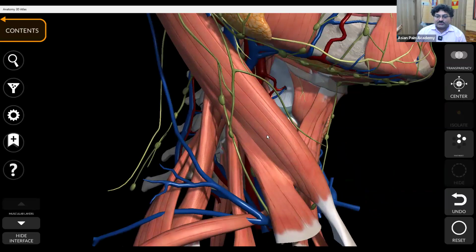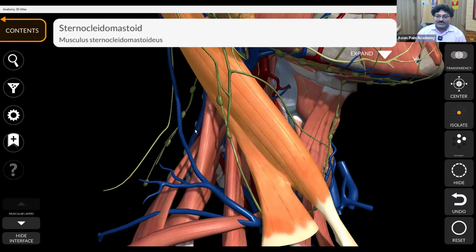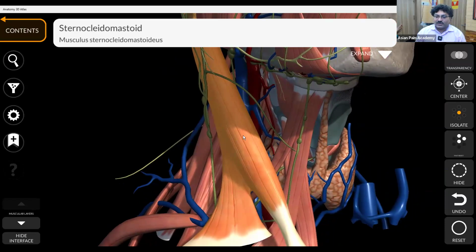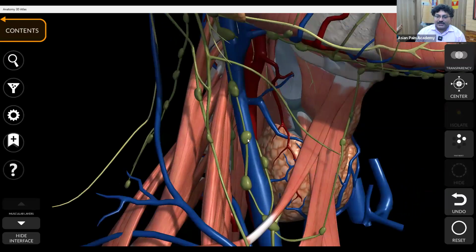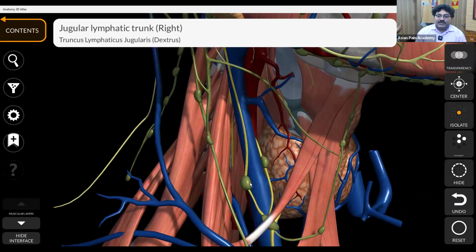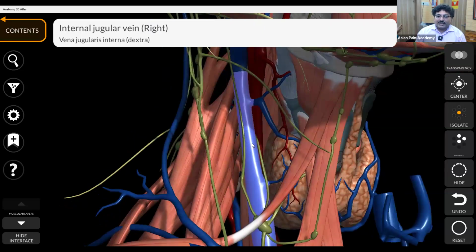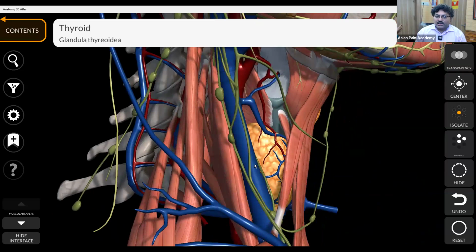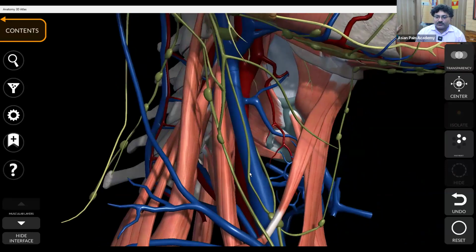So what structures are we seeing here? This is one muscle, known as the sternocleidomastoid muscle. This is one of the important anatomical landmarks for the stellate ganglion block. So let me hide the ganglion for now. Then we are hiding the lymphatics. Then we have two important vessels, the internal jugular vein and the carotid artery, as well as the thyroid gland at this point. So let us hide those structures to find out the inner core.